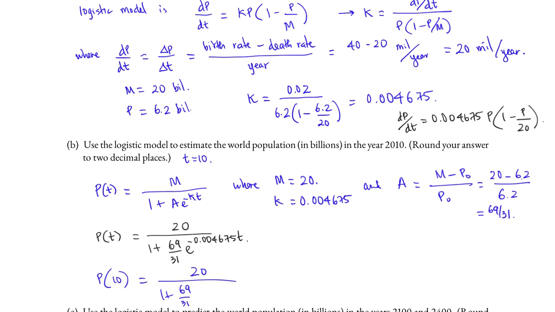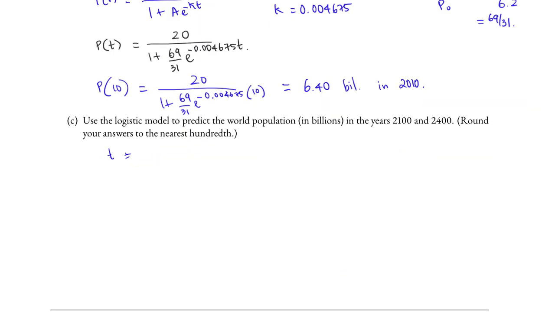When t equals 10, we simply plug in 10 for t. Evaluating this, we have 6.4 billion. The population in 2010 is estimated to be 6.40 billion.